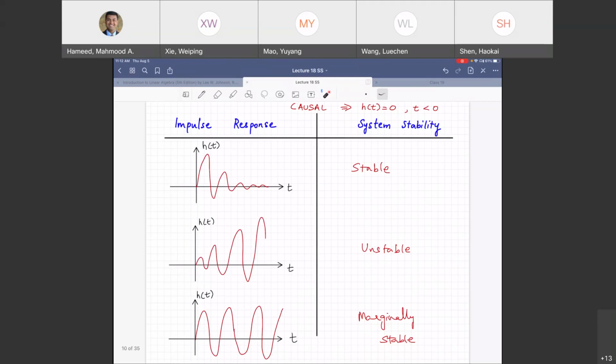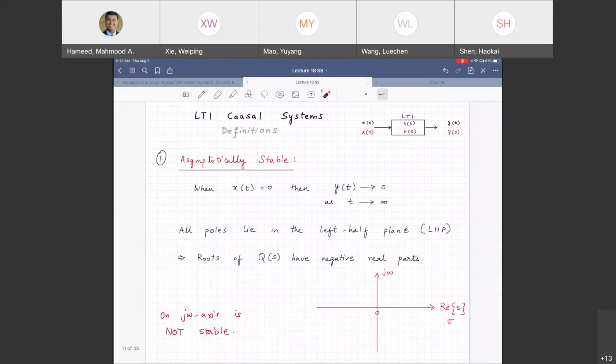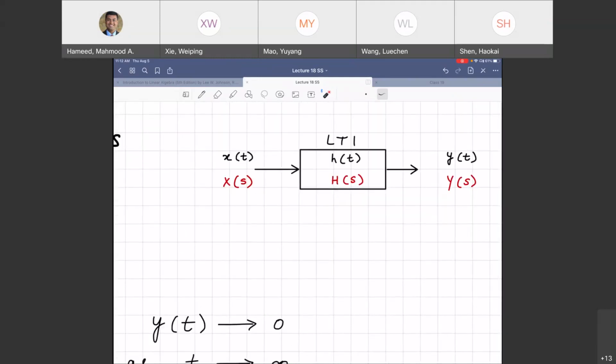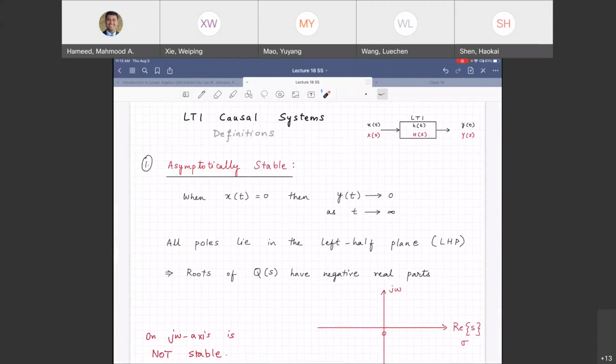Next, let's try to mathematically describe those three conditions: stable, unstable, and marginally stable. We are going to do that asymptotically, as time goes to infinity. We have causal systems here, so h of t is 0 for time less than 0. Our LTI system looks like this: input x of t, impulse response h of t, output y of t. In the Laplace domain, X of s, transfer function H of s, Y of s. For these, we are trying to classify stability.